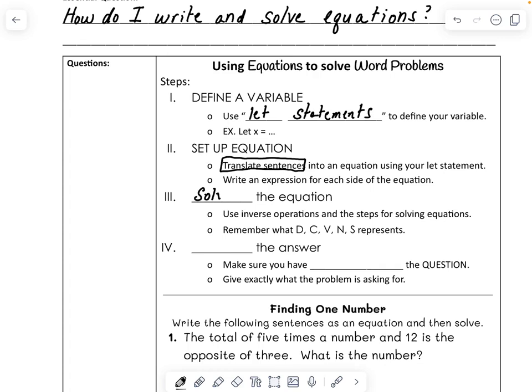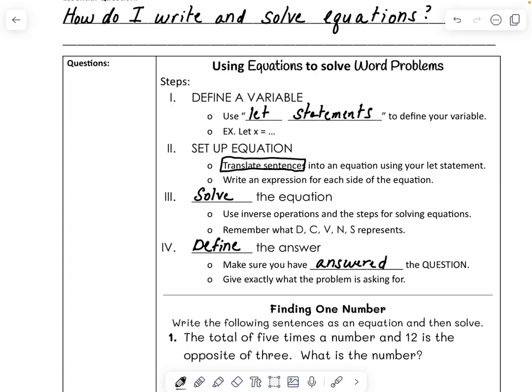Then you're going to solve the equation, which we learned in 1.1a and b. Use inverse operations and the steps for solving. Remember, distributive, combine like terms, move your variable, numbers, your constants, your addition and your subtraction problem, and solve using multiplication or division. Then define the answer. In other words, answer what the problem is asking you. Make sure you've answered the question.